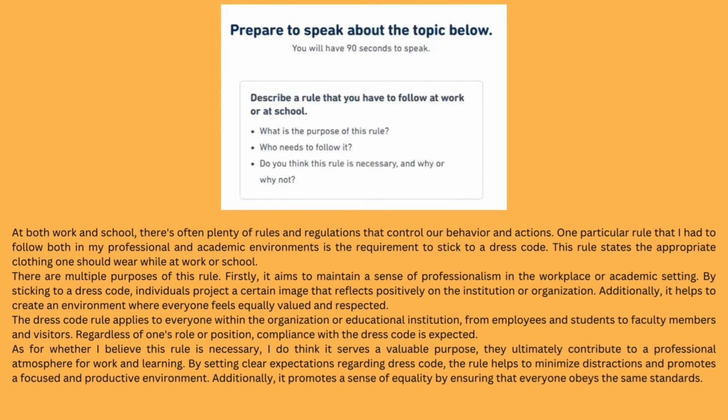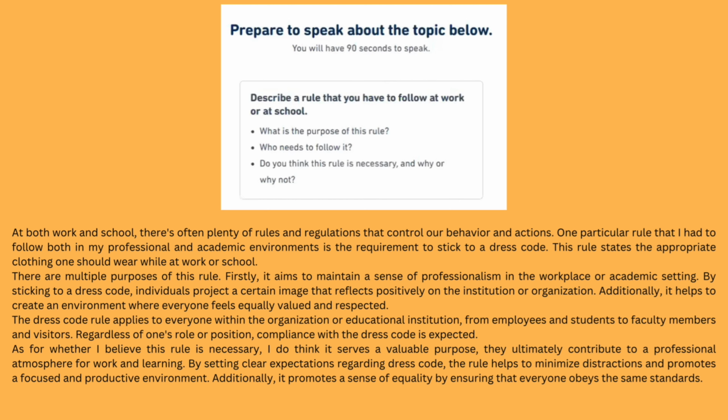At both work and school, there are often plenty of rules and regulations that control our behavior and actions. One particular rule that I had to follow both in my professional and academic environments is the requirement to stick to a dress code. This rule states the appropriate clothing one should wear while at work or school. There are multiple purposes of this rule. Firstly, it aims to maintain a sense of professionalism in the workplace or academic setting. By sticking to a dress code, individuals project a certain image that reflects positively on the institution or organization. Additionally, it helps to create an environment where everyone feels equally valued and respected.